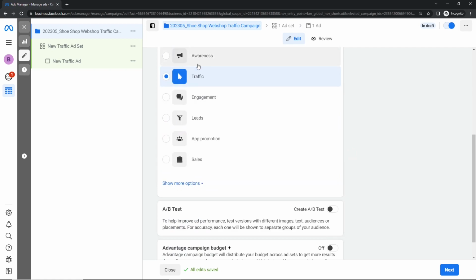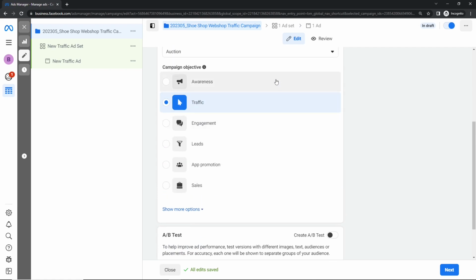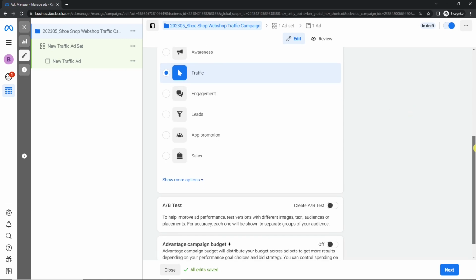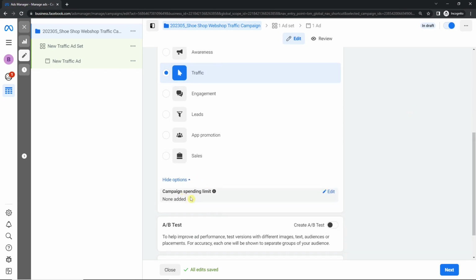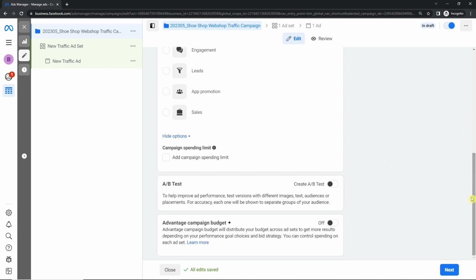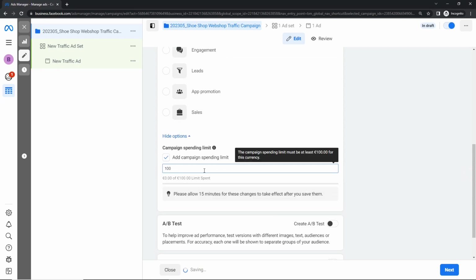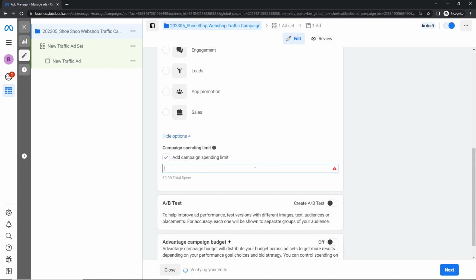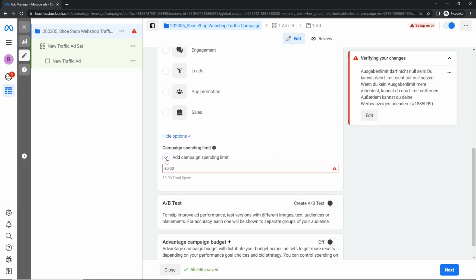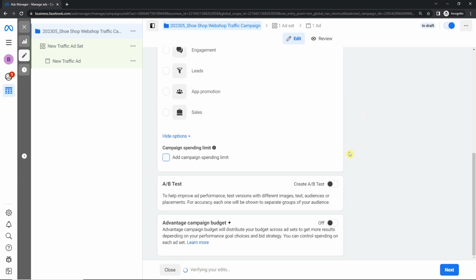Campaign objective, you can change that here again if you want to have an engagement or awareness campaign now, but we stick to traffic. And down here, we also have a campaign spending limit. So we could click on that and then tell Facebook, okay, I only want to spend 100 euros maybe. If you really have a cap here and have a fixed amount of money.